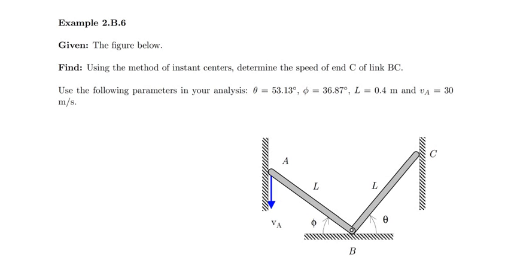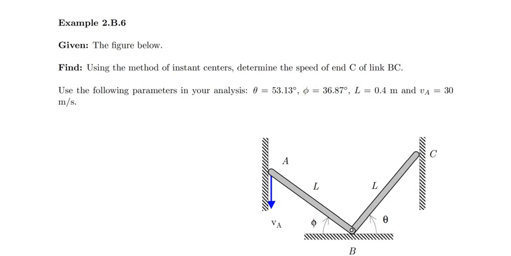Okay, so in this example we have a simple mechanism comprised of two links which are lying in contact with some vertical and horizontal surfaces respectively. And we're given some information about point A, namely its velocity, and we're asked to use this to determine the speed of end C of link BC.